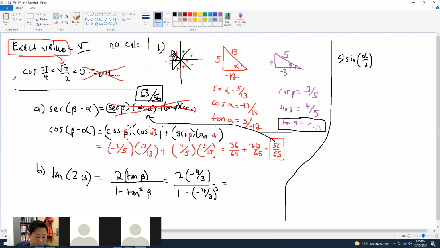Go ahead and answer here. Negative 8 over 3 divided by 25 over 9. So it's negative 8 over 3 divided by what? 25 over 9. So this will give you what? 24. We have 24 over 25. Is this negative or no negative? That's a negative here, right? Yeah, that's positive.